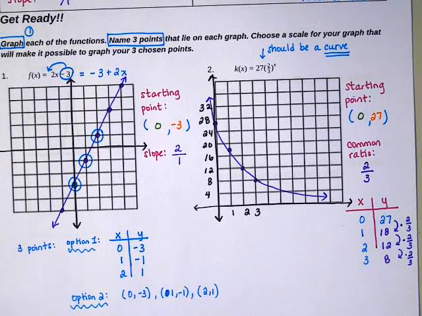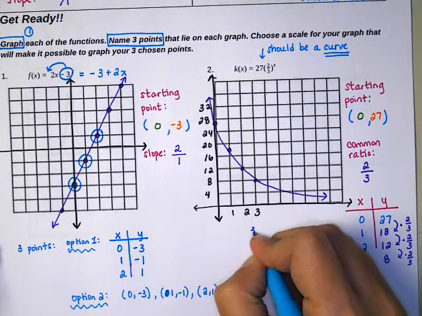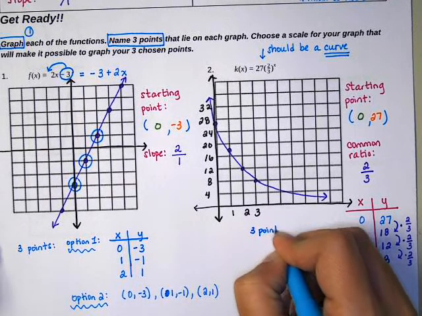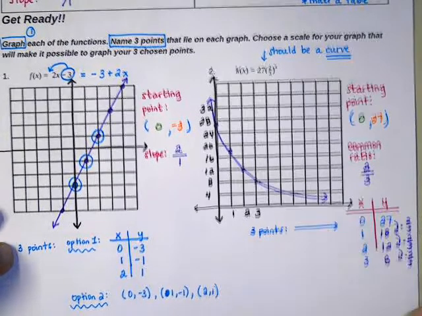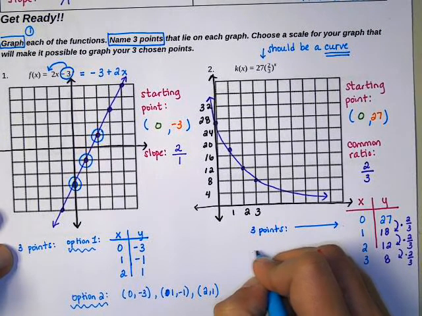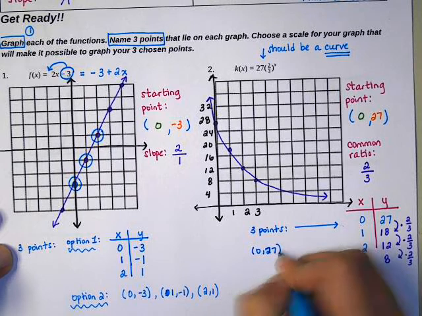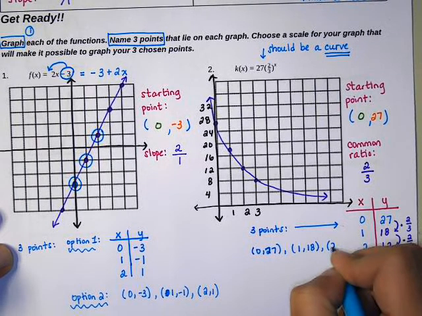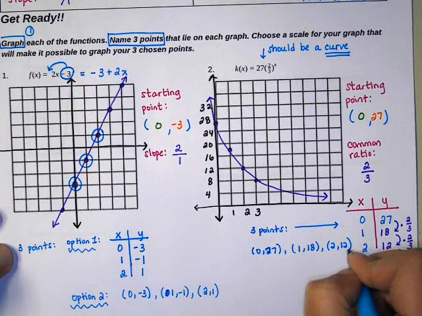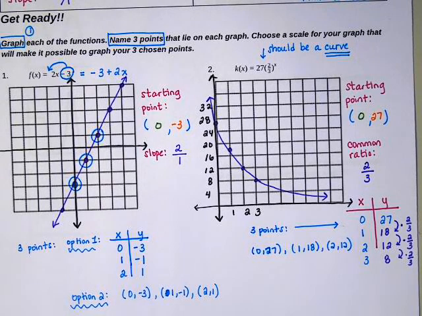Now, just like before, we want to list 3 points, so option number 1 is just the table that you already made. If you really wanted to list out points separately, you could list 0, 27, 1, 18, and 2, 12 all separately, if that was an easier way for you to list that information.